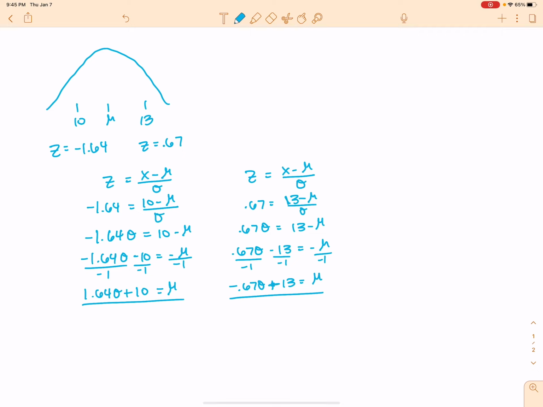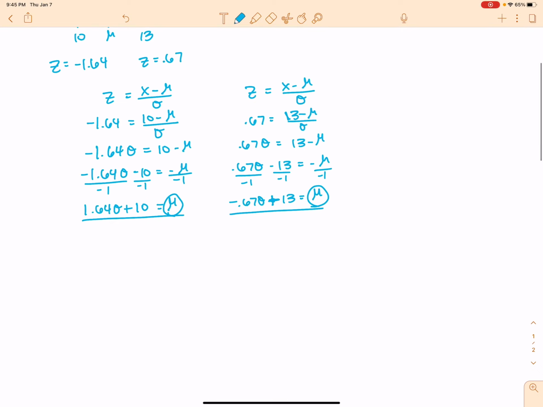Oh, I didn't write a plus here. I want you to notice something. Mu equals this and mu equals that. That indicates to me that I can set those equal to each other. So 1.64 standard deviations plus 10 equals negative 0.67 standard deviations plus 13. Beautiful. Okay, so what I'm going to do is add 0.67 standard deviations to both sides.